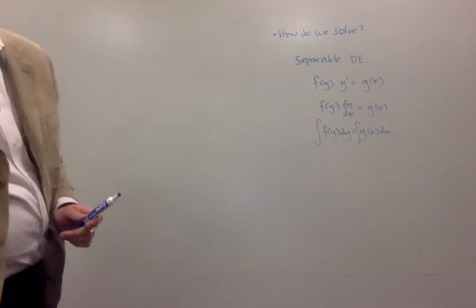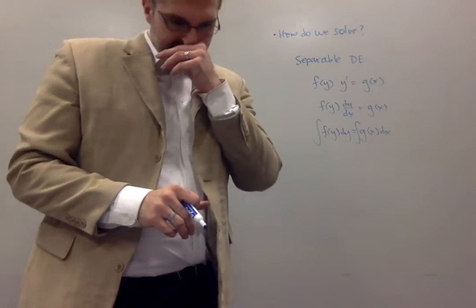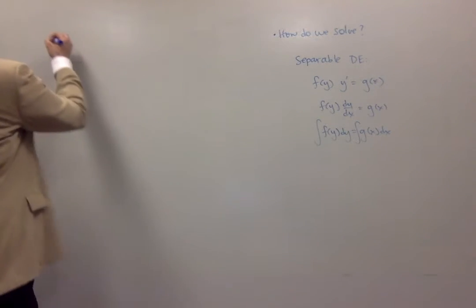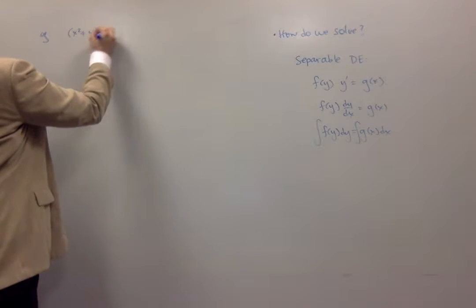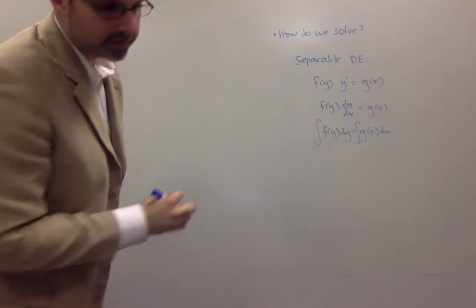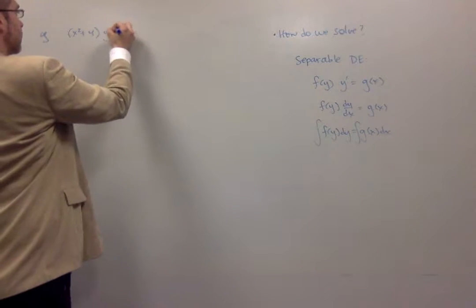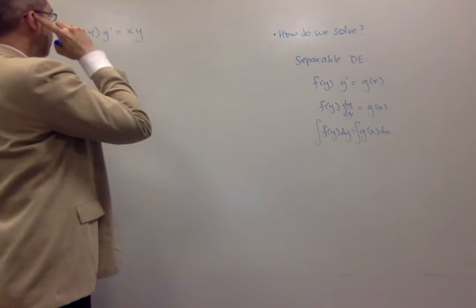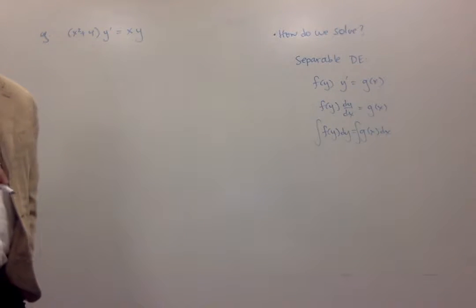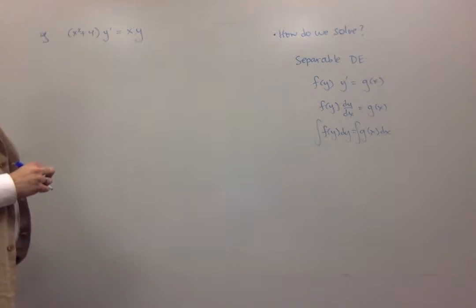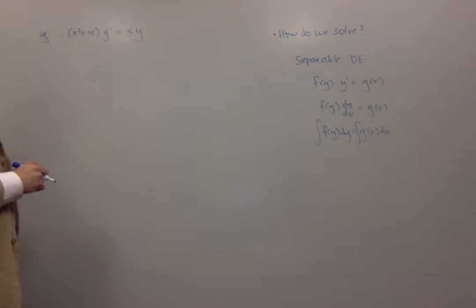Okay. So let's take as an example (x squared plus 4) times y prime equals x times y. Okay? So this is our first example here. (x squared plus 4) quantity times y prime equals x times y.